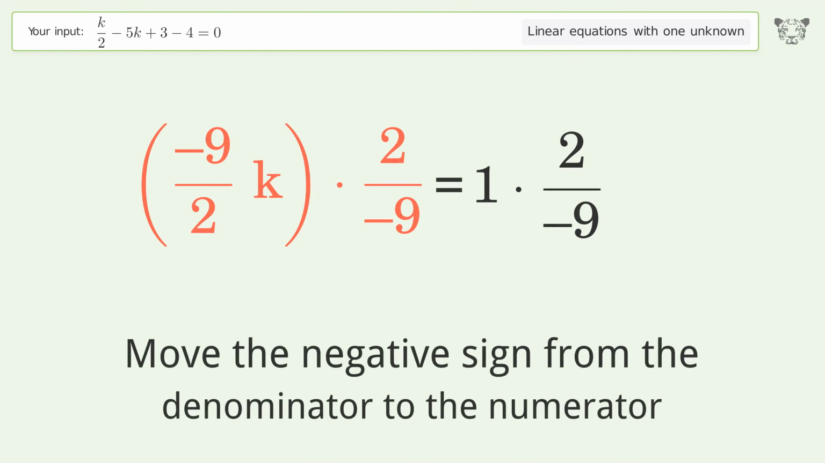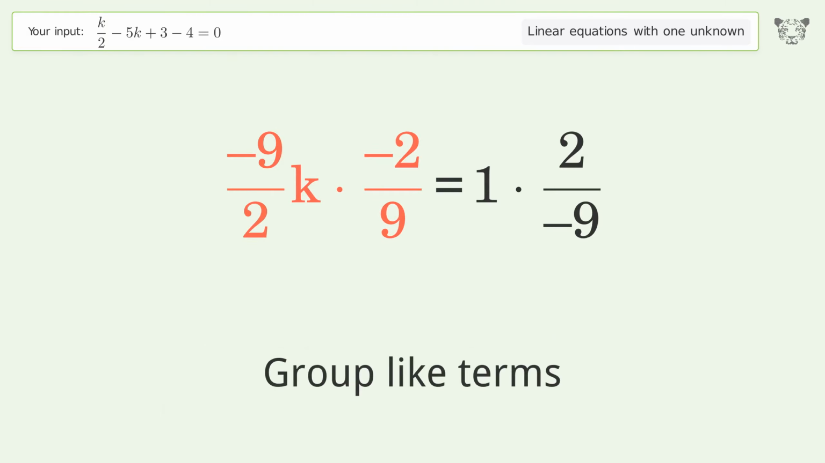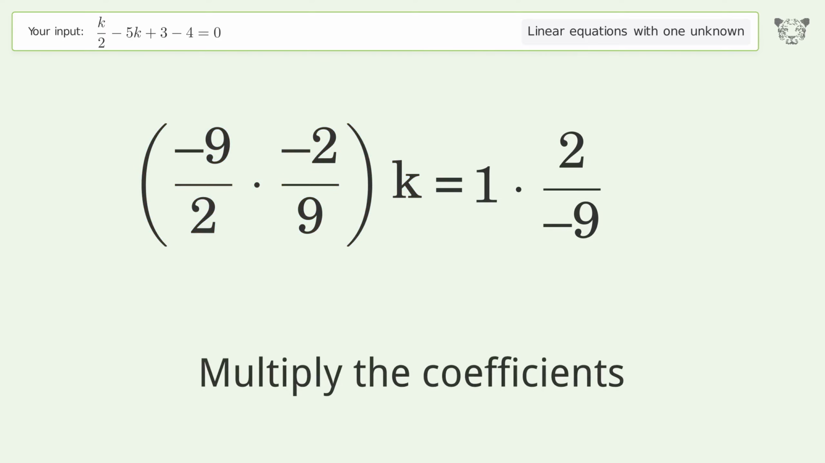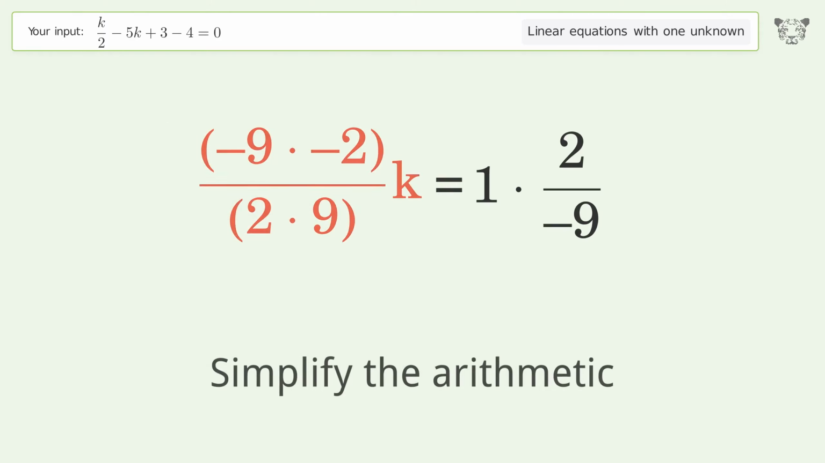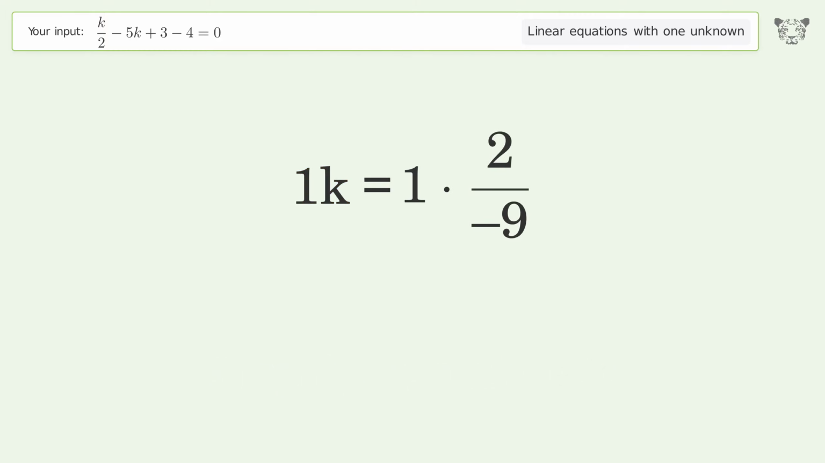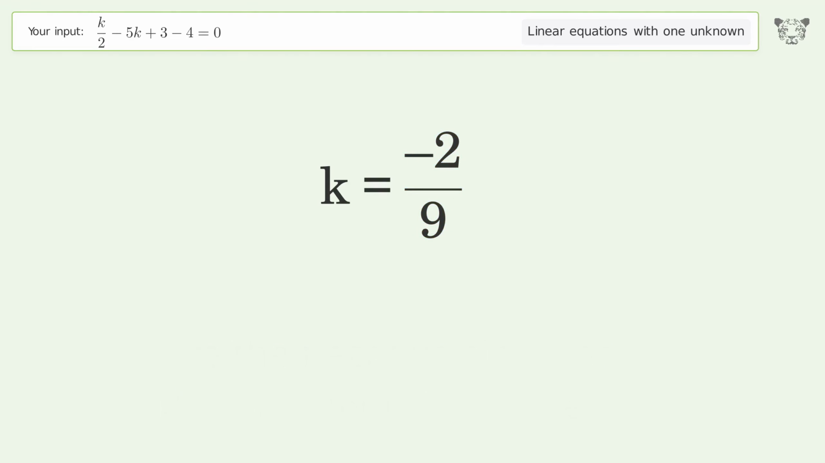Move the negative sign from the denominator to the numerator. Group like terms. Multiply the coefficients. Simplify the arithmetic. Move the negative sign from the denominator to the numerator. And so the final result is k equals -2/9.